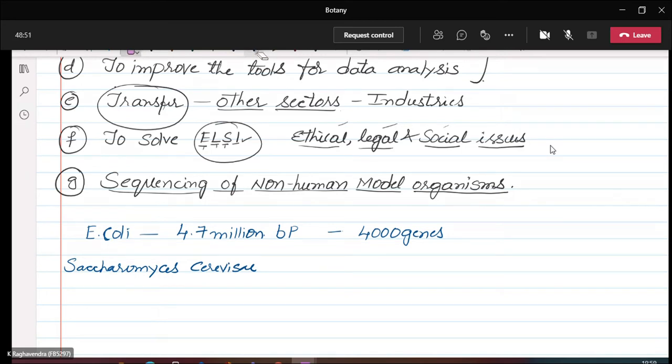This is Escherichia coli. This is Saccharomyces cerevisiae. In Saccharomyces cerevisiae, they found almost all 12 million base pairs. In that, they sequenced out, that means they found out 600 genes.